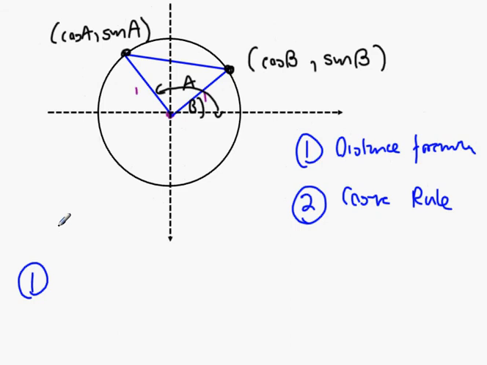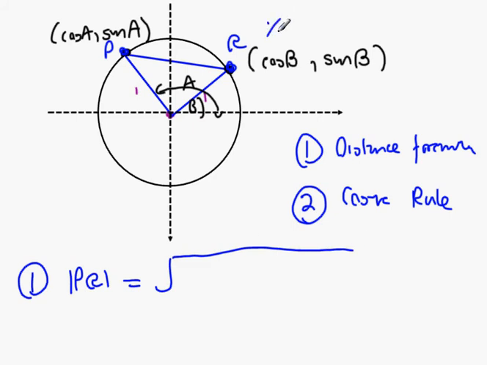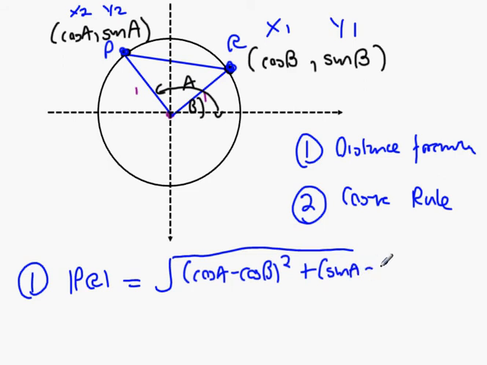We can pick any two letters we haven't already used. We'll go PQ, okay? This is the length PQ. I want to find the distance of PQ. The distance of PQ, therefore, is the square root, and it doesn't matter which one's x1, y1, x2, y2. The bottom line is you're going to get the distance of them, okay? So it's going to be cos A minus cos B squared plus sin A minus sin B squared.